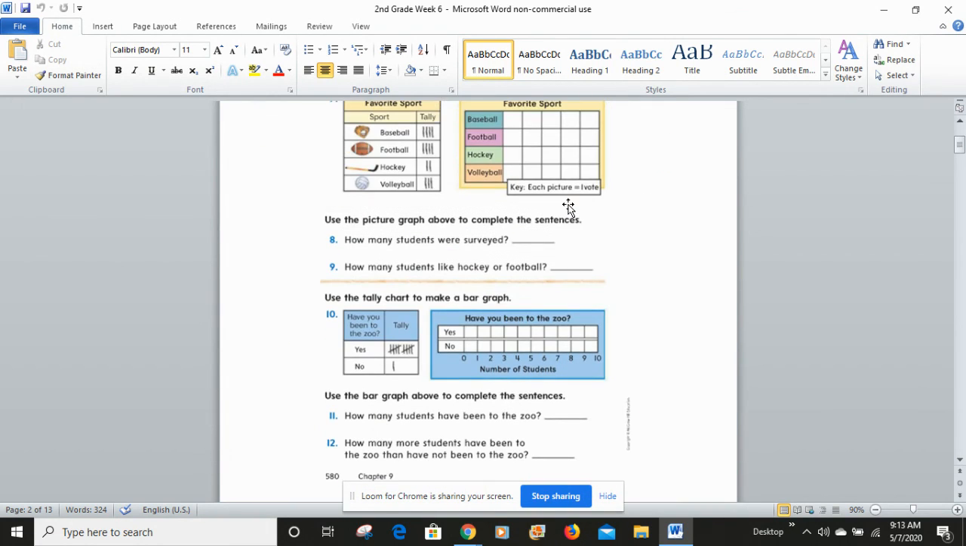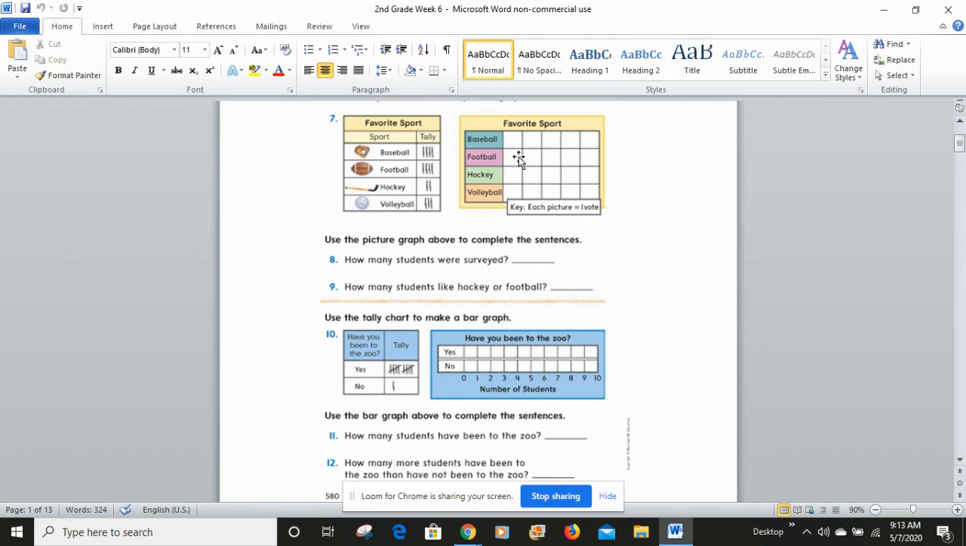So work on your review. Look at the tally chart, look at the kind of graph, answer the questions, and hopefully it'll give you a little more practice.